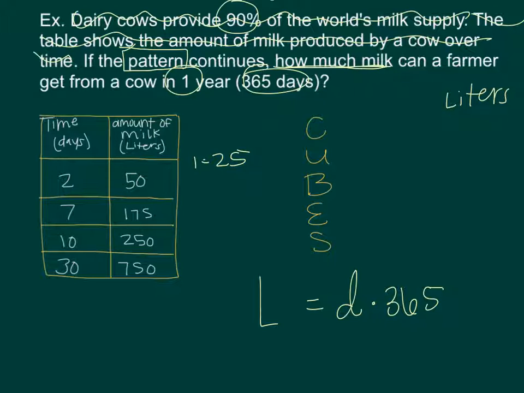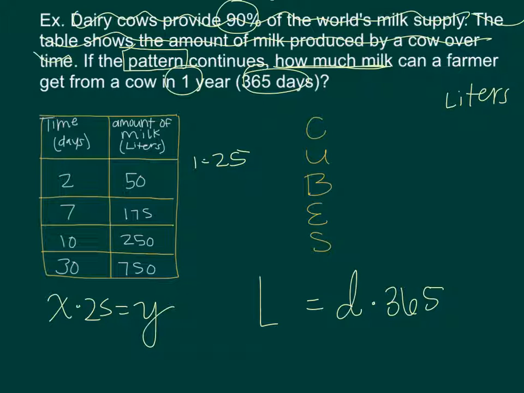Look at this. In 10 days, it produces 250. That's 10 times 25. Yeah, that makes sense. 30 times 25 is 750. So yes, it would make sense. That's going back to the lesson in 9.2, finding a rule. The rule is X times 25 equals Y.